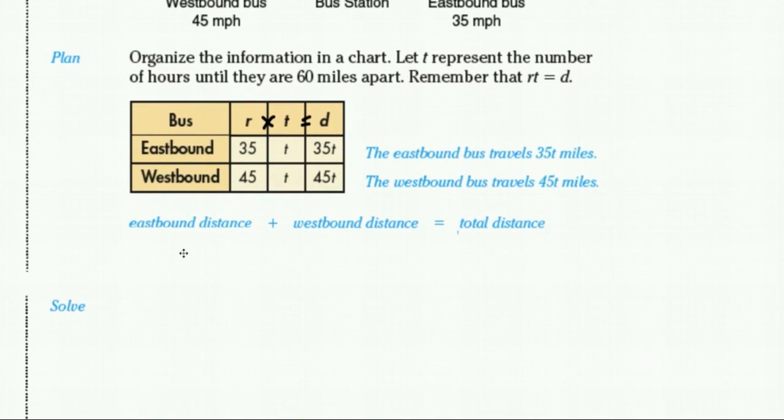And the eastbound distance is 35t right here. Let me just write it because it's not coming up on the chart. I don't know why. And the westbound distance is not coming up as well. It's 45t.